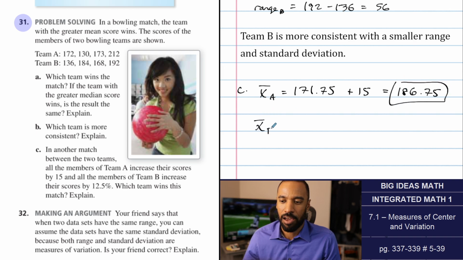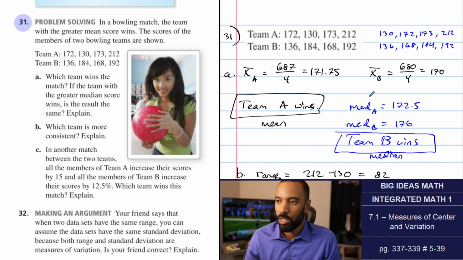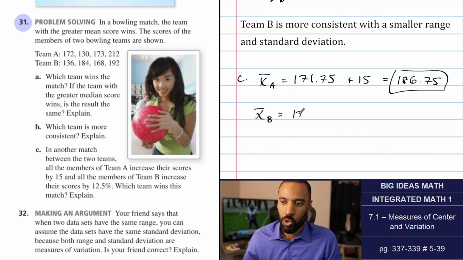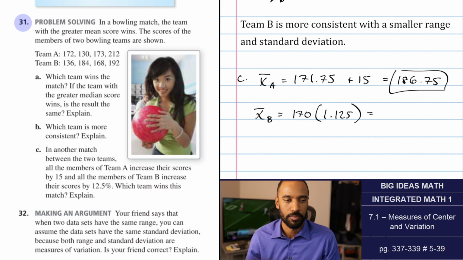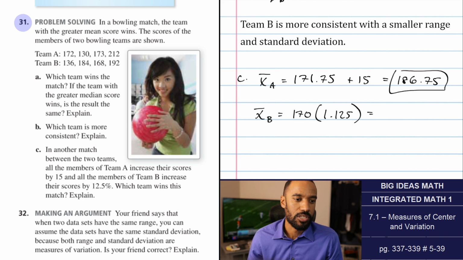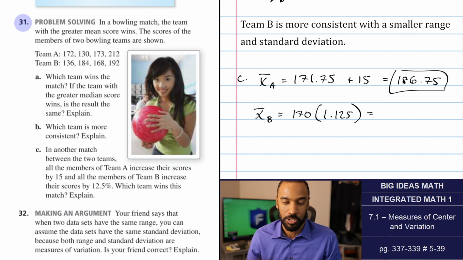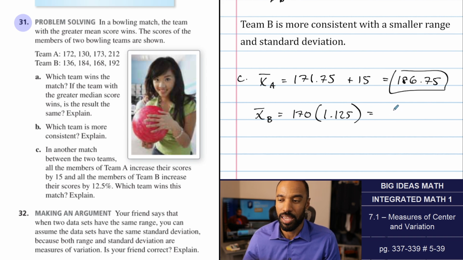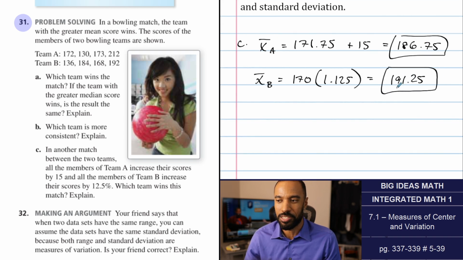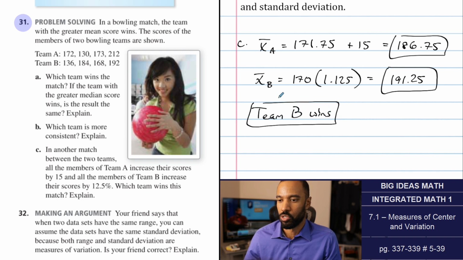Team B's average will take 170, and it's going to increase by 12.5%. That means you multiply by 1.125. 170, I don't know this answer. I'm not saying I don't know the calculation, I'm saying I don't know who wins. 170 times 1.125 is 191.25. That's a new greater average. I don't know how they all increase by the exact same amounts, but mathematically, Team B is victorious.